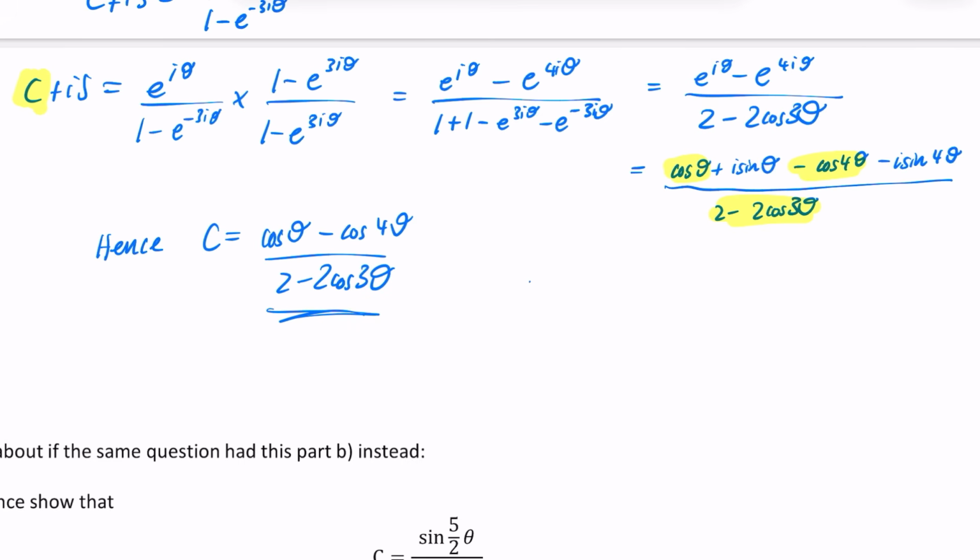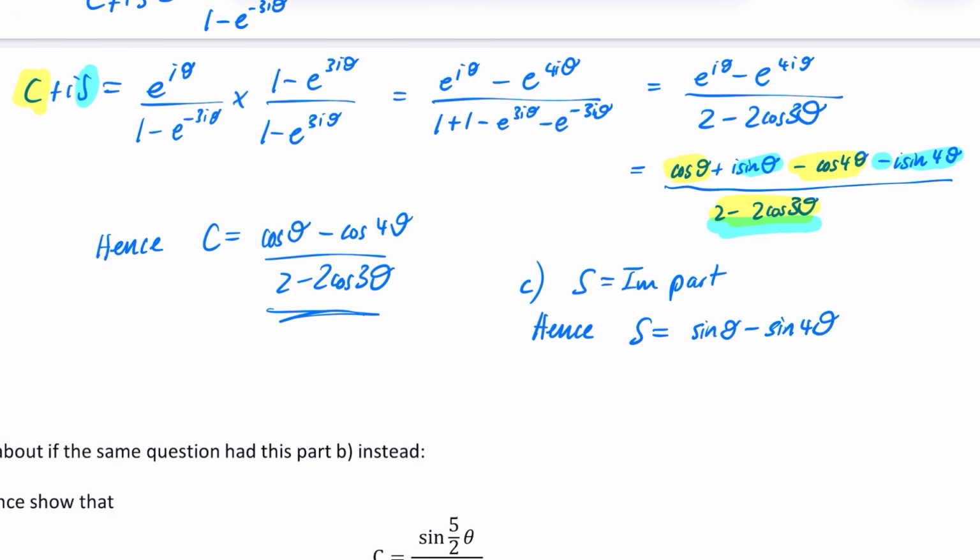And then for part C of the question, we're going to say what sine is equal to. So S is going to be the imaginary part. And the imaginary part in this question, if I use a different colour, is this part and this part, making sure you take the negative and still with that same denominator. So hence S is equal to (sinθ − sin4θ) over (2 − 2cos3θ).